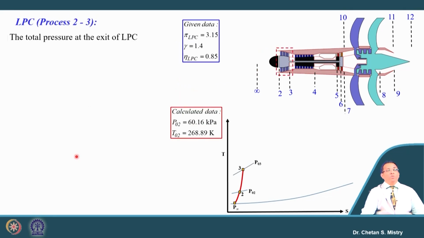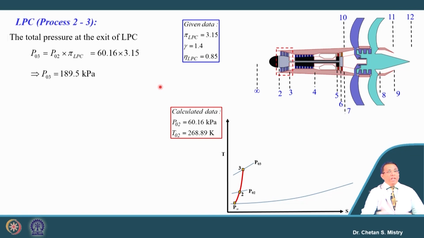Now, let us look at the next component, the LP compressor. For the LP compressor, we have information in terms of pressure ratio, it is 3.15, and the isentropic efficiency is given as 85%. Let us calculate the outlet pressure based on the pressure ratio. We have our inlet pressure to be 60.16. Based on that, we can calculate the outlet pressure, that is 189.5 kilopascal.